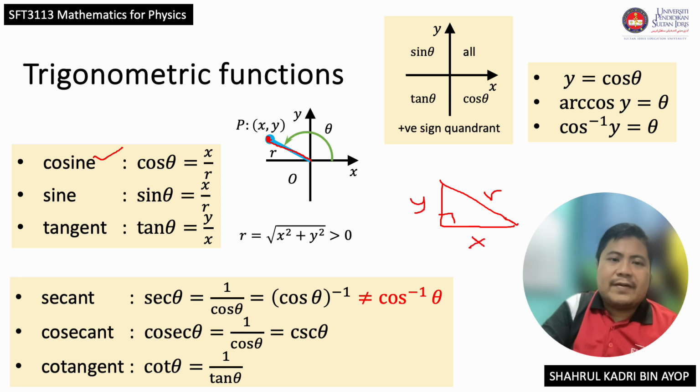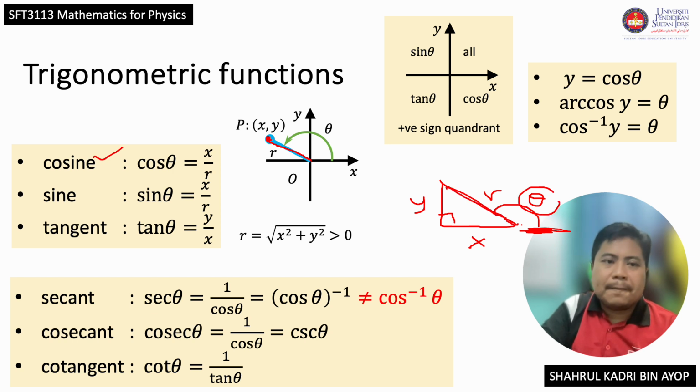The value of theta is calculated from here. So cos theta is equal to the base divided by the radius, by using the polar coordinate here. So you have cosine, sine, and tangent. And we have additional trigonometric functions, which are secant, cosecant, and cotangent.